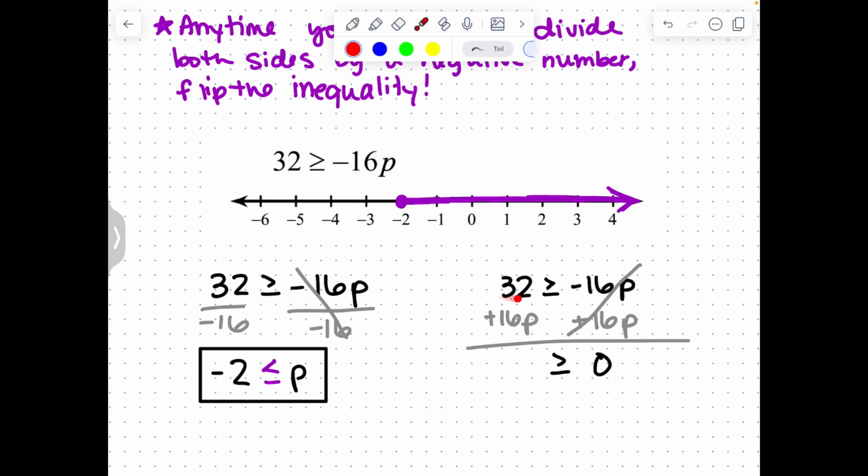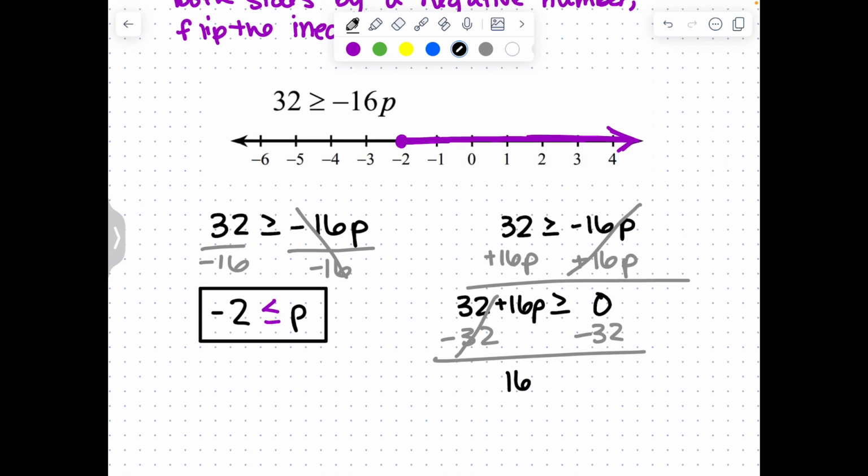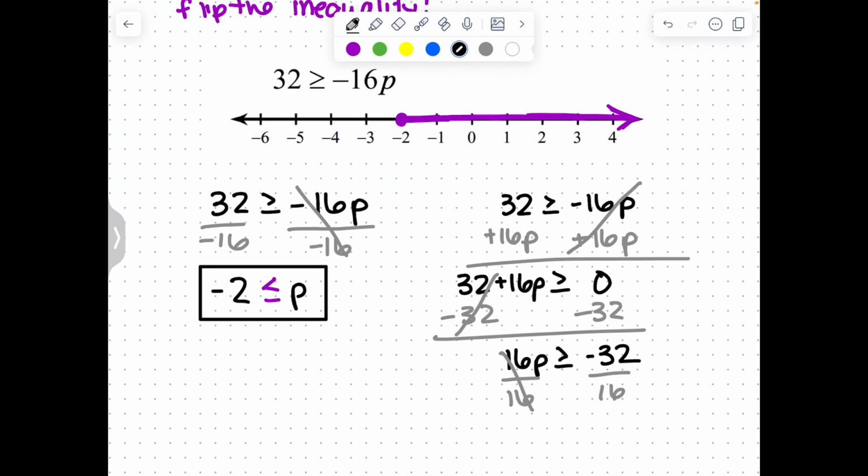Our terms here, the 32 and the 16p, are not like terms. So we'll just have to write it as 32 plus 16p. And now it looks like a 2-step inequality. Put a link up at the top for that so you can jump straight to it if you need to. And now we've kind of just flipped everything around without flipping the inequality. We'll divide by 16. So we have our p is greater than or equal to -2, which is equivalent to -2 being less than or equal to p.